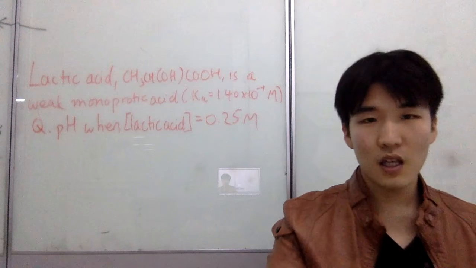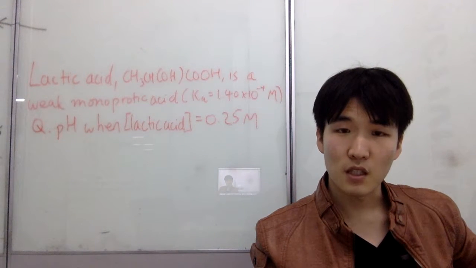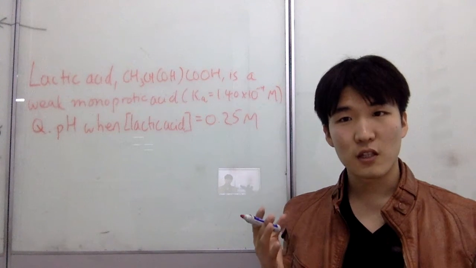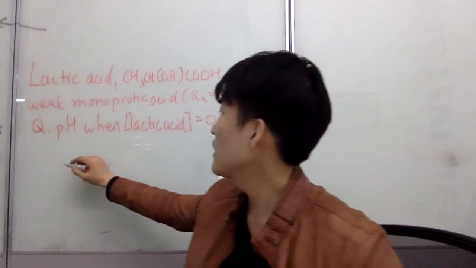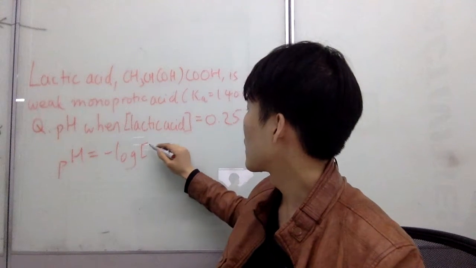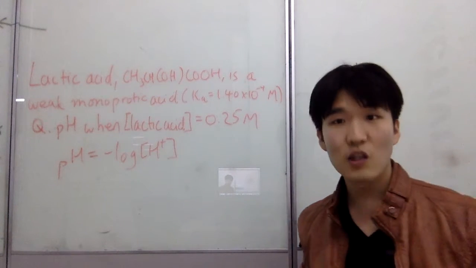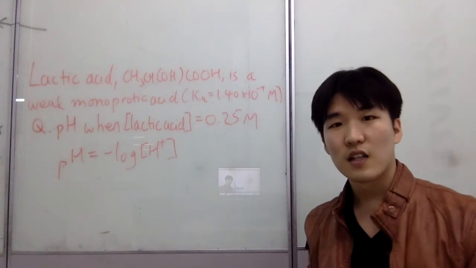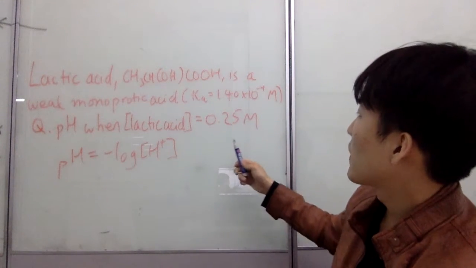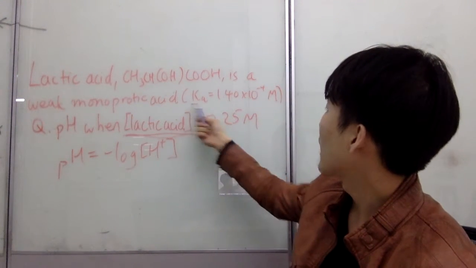To find pH, we first need to know what the H plus concentration is. Why is that? Because pH by definition equals minus log of the H plus concentration. So if we know the H plus concentration, we will be able to find out the pH. How are we going to find that? We are given two pieces of information: the concentration of lactic acid and Ka.